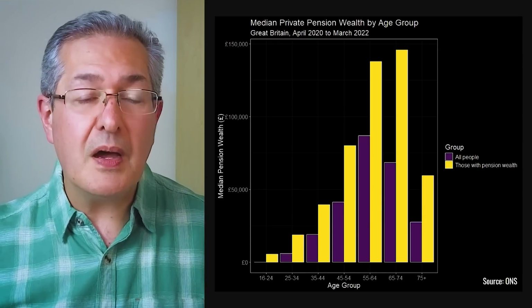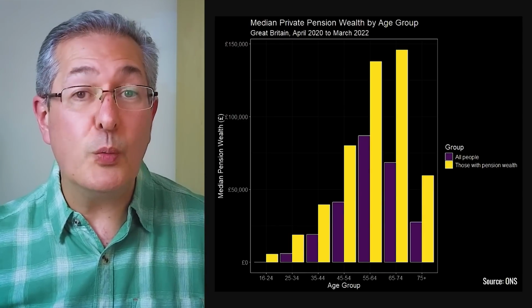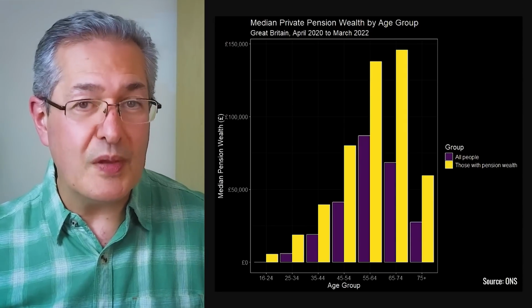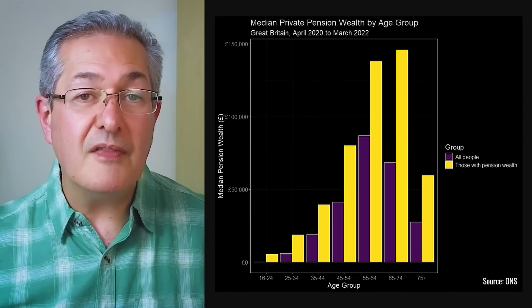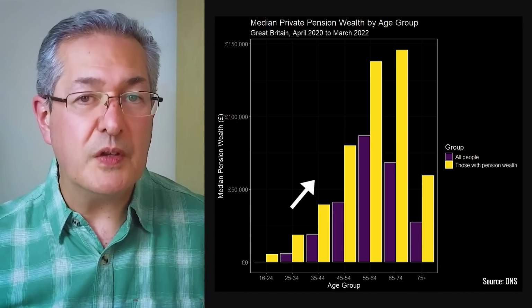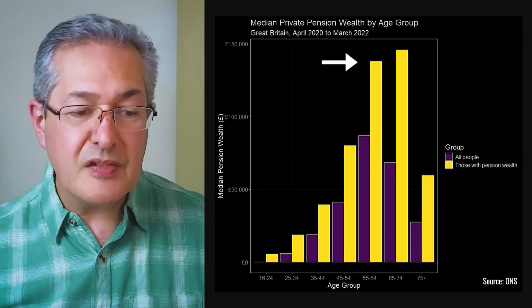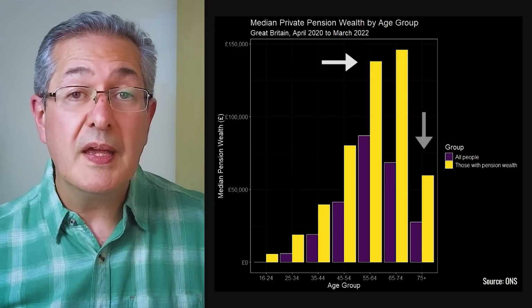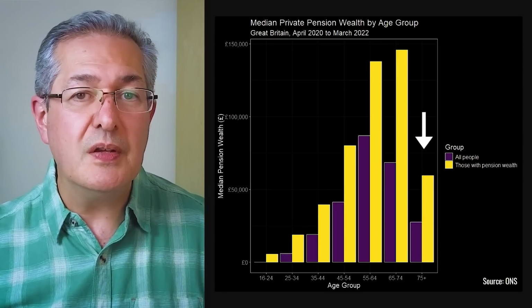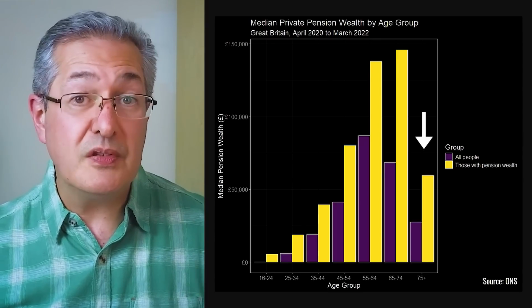Now it has two sets of bars. The yellow ones are for people with pension wealth, so these are people with a pension, and the purple bars are for everyone. And the profile is much as you'd expect. It builds up, it peaks at around 65 to 74, and then as people draw down on their pension, the size of that wealth diminishes.